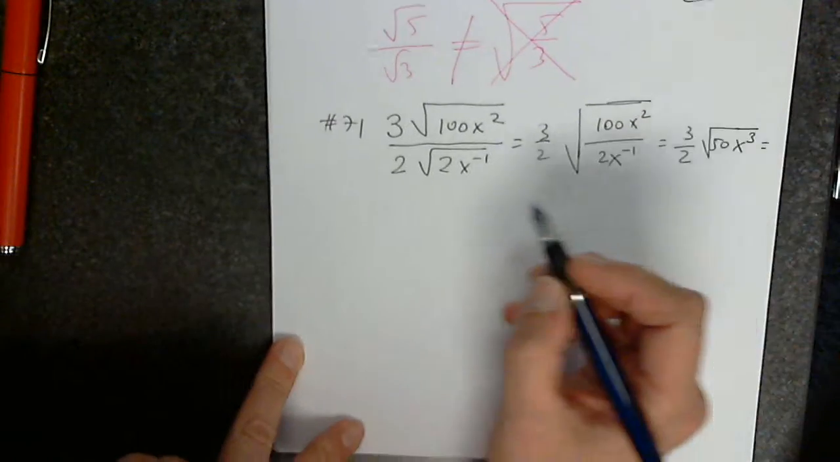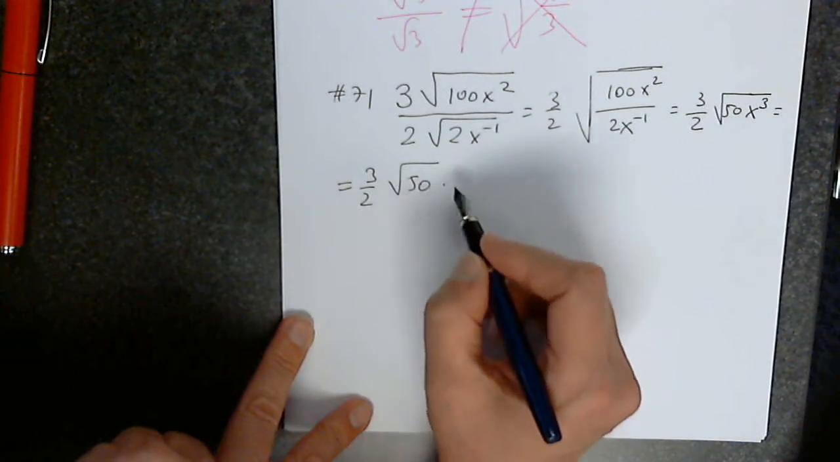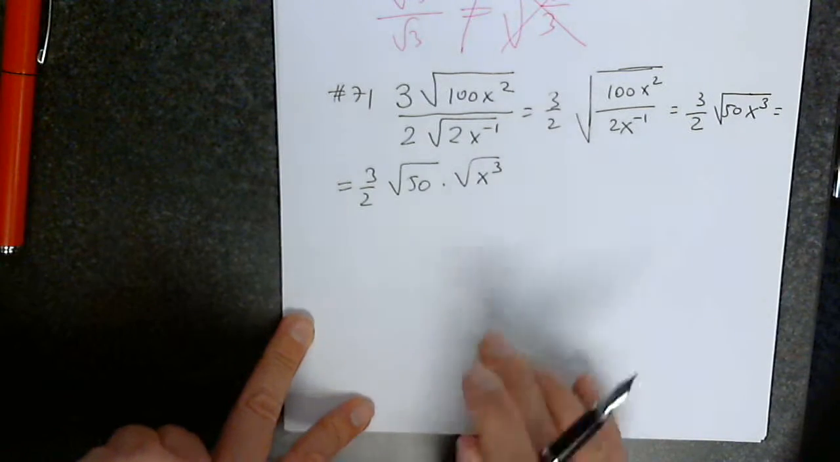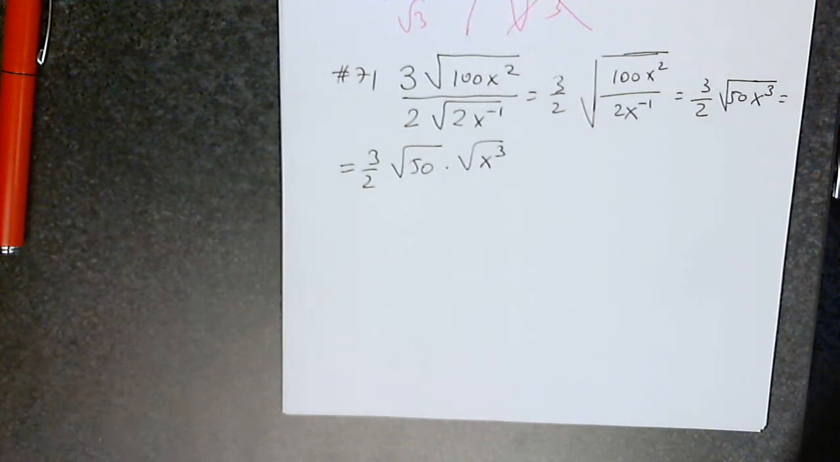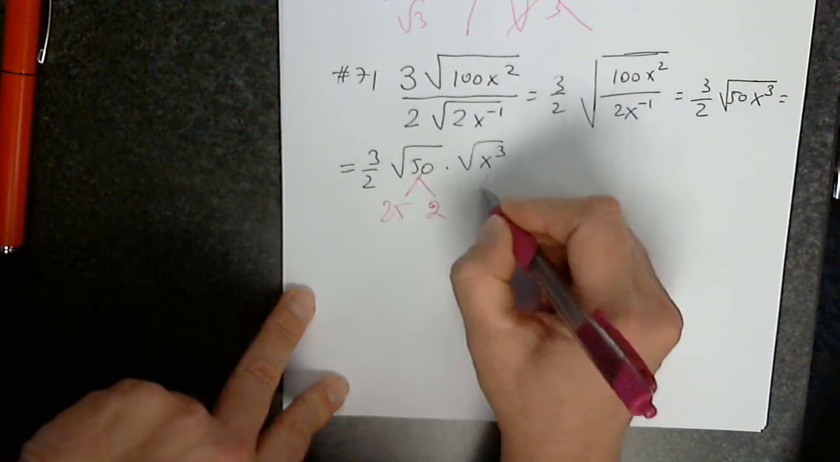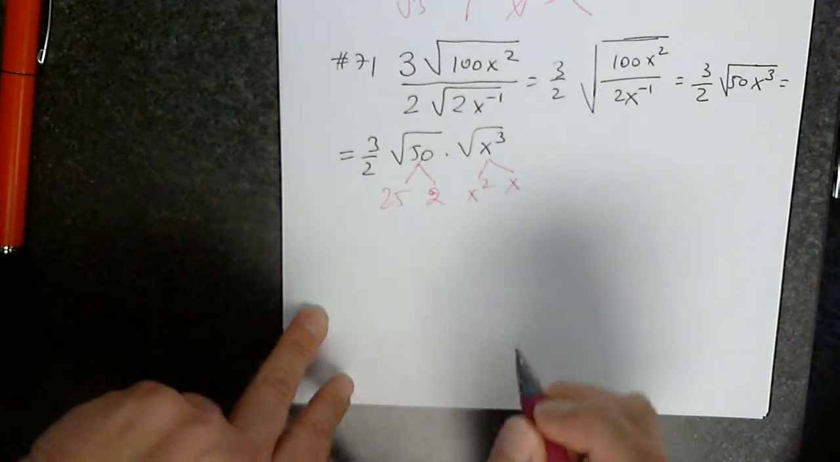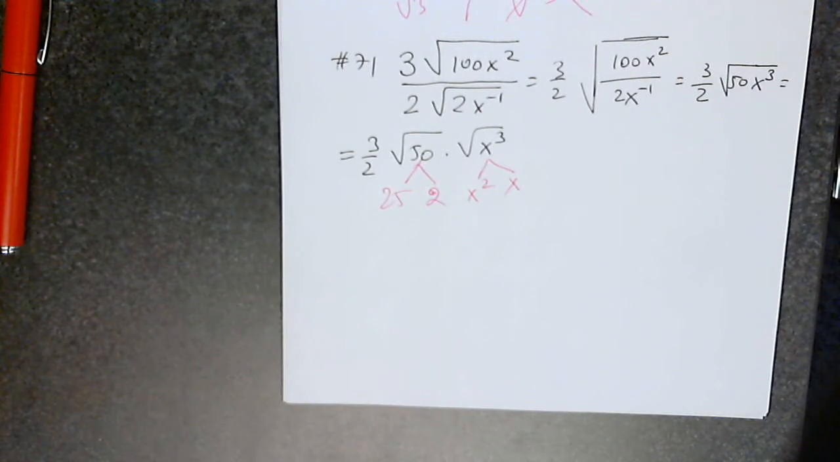X cubed. Very good. Thank you. So 3 halves, the square root of 50, and the square root of x to the third. Both roots need attention. So say it again. Very good. And this? Very good. I recommend rewrite this step.